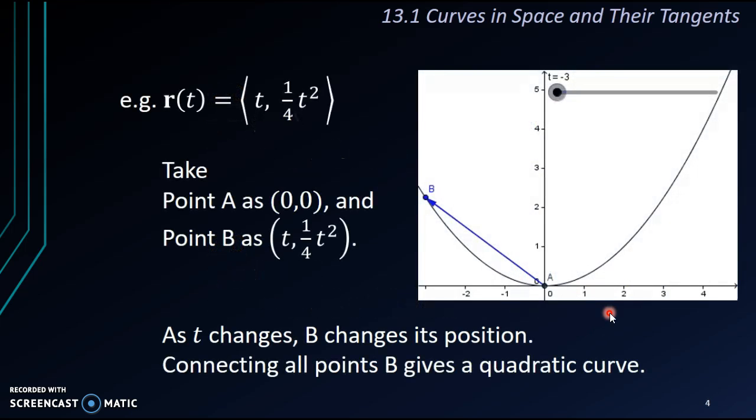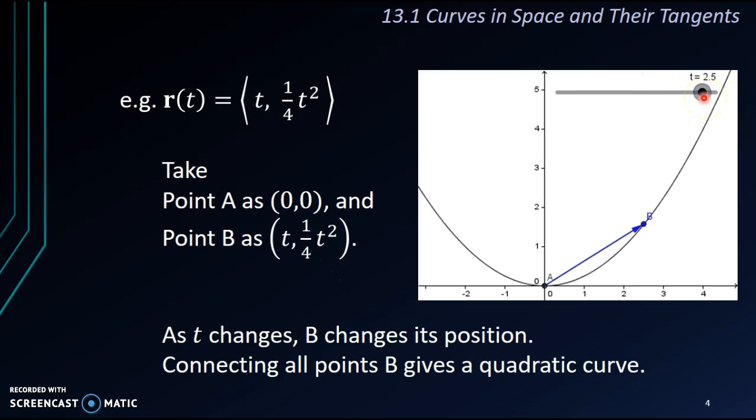Now let's take a look at this example. Let's say we have a vector value function in a two-dimensional system where r(t) equals (t, t squared). By looking at this, imagine that we have an initial point A at (0, 0), the origin, and then point B will take the coordinates from this vector, that is (t, t squared). So let's take a look at this graph.